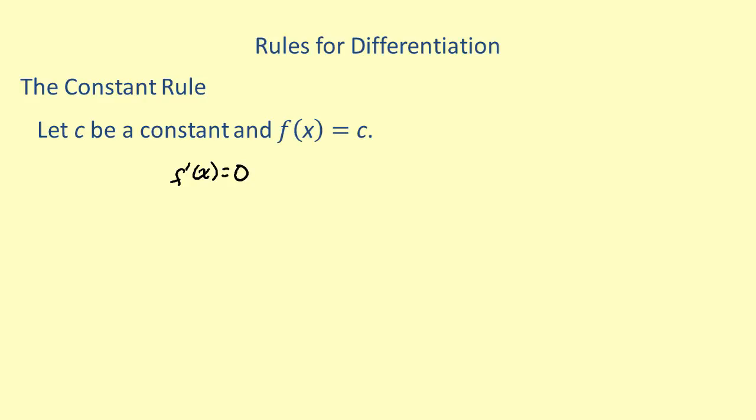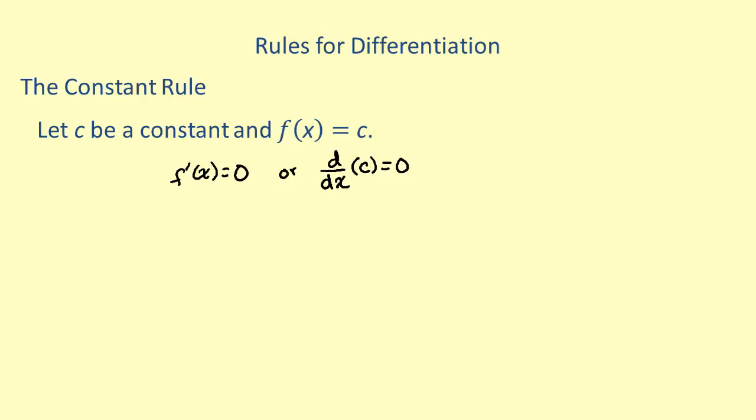The first rule we'll look at is the constant rule. For any constant c, the function f of x equals c is a horizontal line. The tangent to any point on a horizontal line is also a horizontal line, and the slope of a horizontal line is 0. Therefore, the derivative of the constant function is 0. This can be written as either f prime of x equals 0 or d over dx of c equals 0.